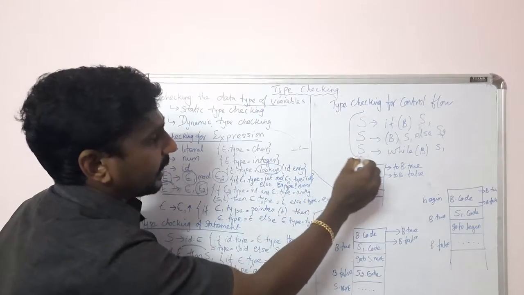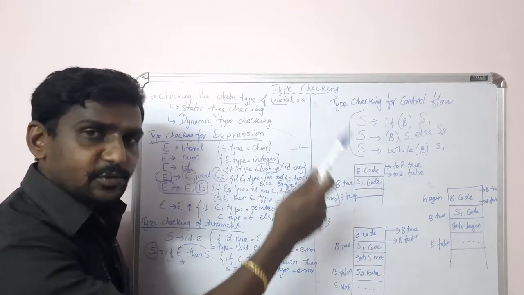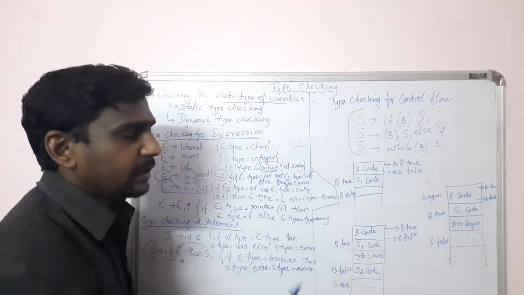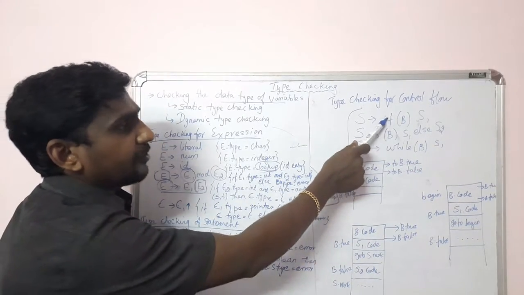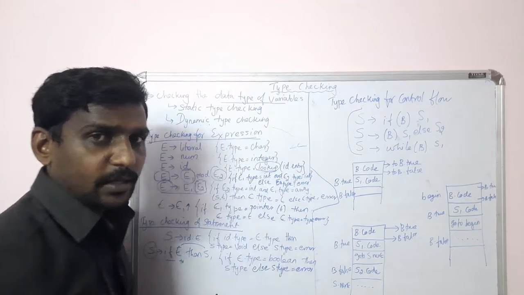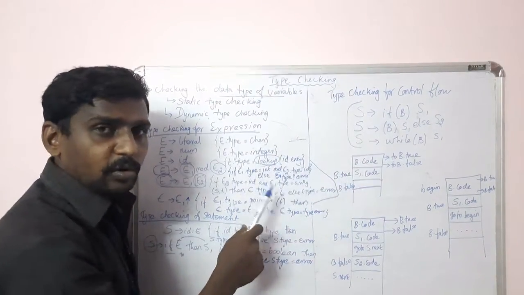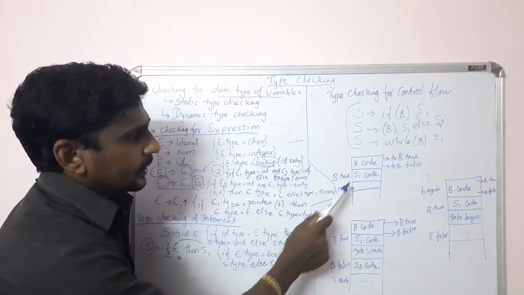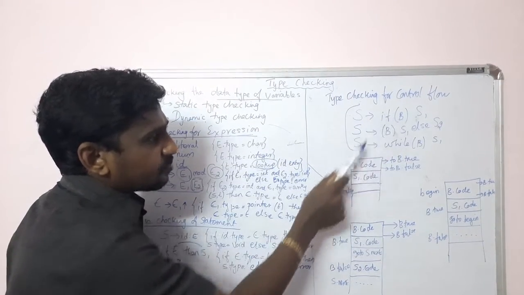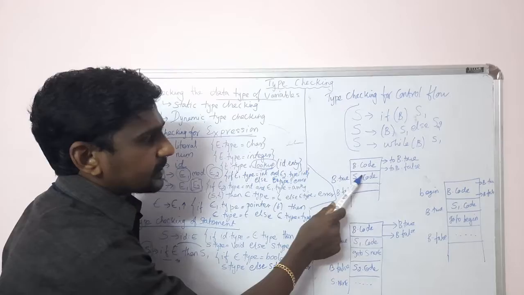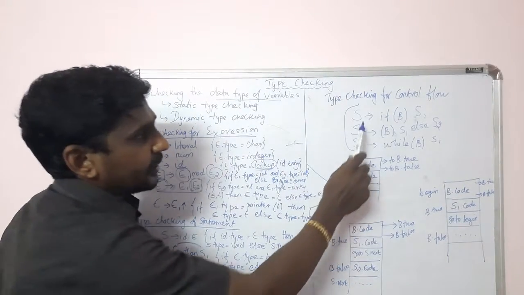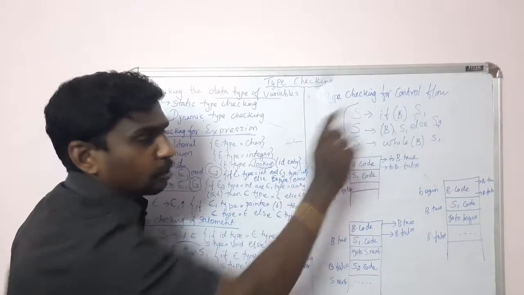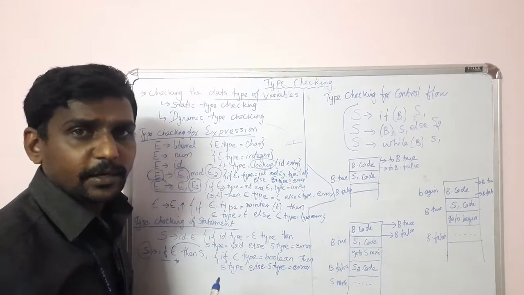Let us take this as example grammar. S tends to if b s1, S tends to if b s1 else s2, S tends to while b do s1. So here we are using if else statement and while statement. And for control flow, how they are checking, let us explain with one diagram. Let us take b as b.code and s as s.code. So S tends to if b s1. The concept is if b is true, then go to s1. That's all. Simple if statement.